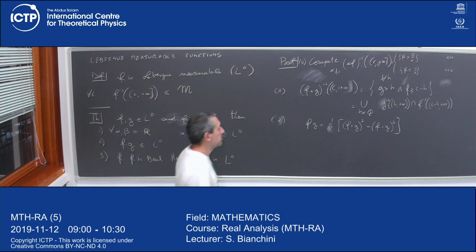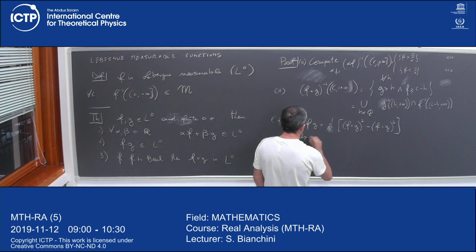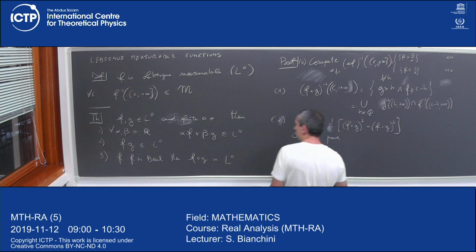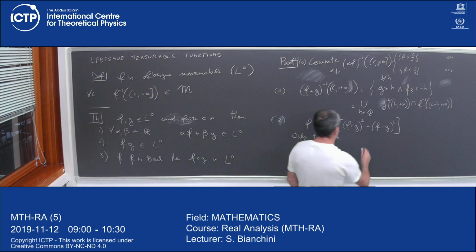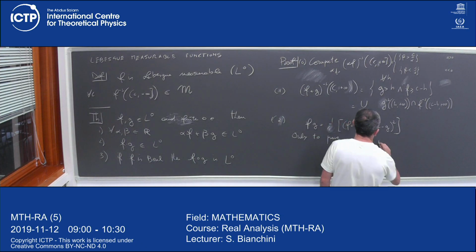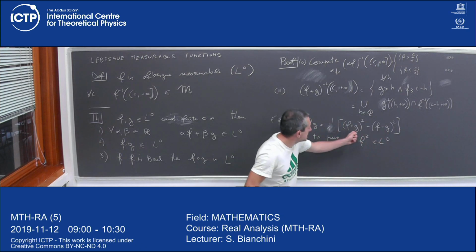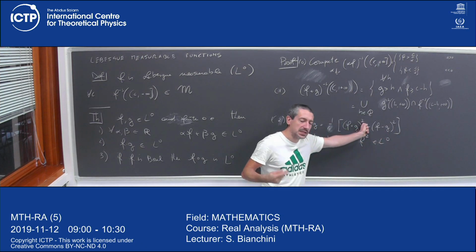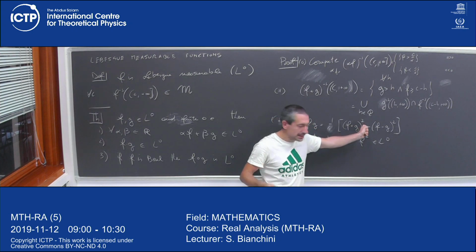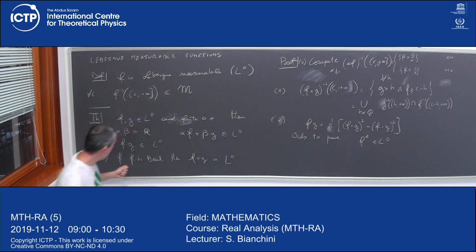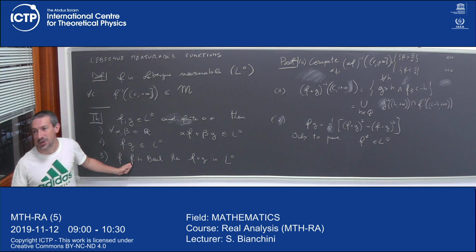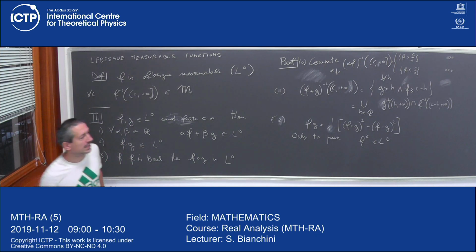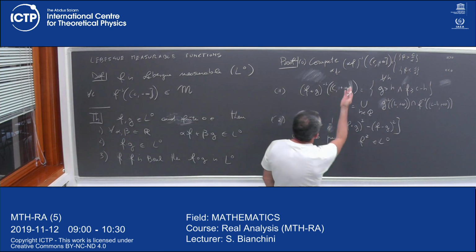And now you have only to prove a particular case of this, which is that f squared is in L0. Because I know already these are in L0, the only difference is the square. And this is a particular case of this because clearly the parabola is continuous, so it's a Borel function. Okay, and now again I just apply the definition.